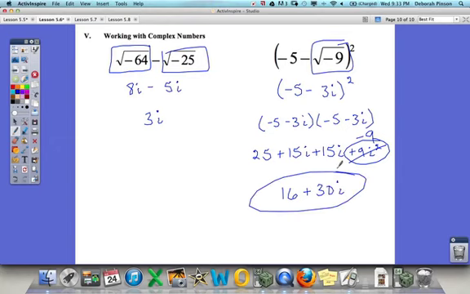Okay, now in our next 2 sections, we're going to do a little bit with combining our imaginary numbers with our solving equations. So that's why we kind of had to plug this in here, but you'll get a little bit more of this coming up.